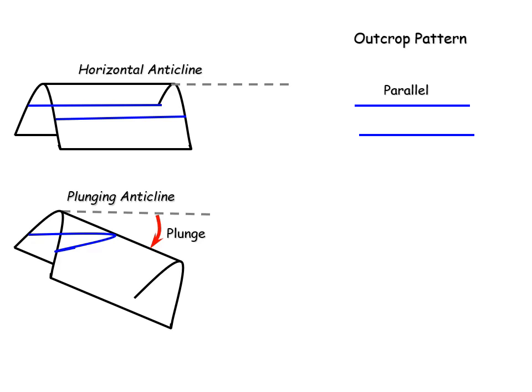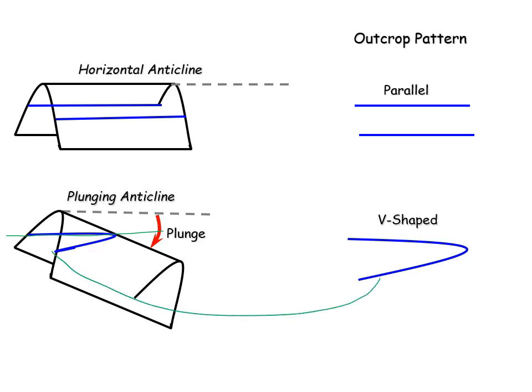The outcrop pattern of a plunging fold: if you erode up to this line right here, if you just cut everything down to this level, this is what you find on the surface. So the outcrop pattern is V-shaped. I'm sure that you can see this V shape right here. When you see a V shape, you are looking at a plunging fold.